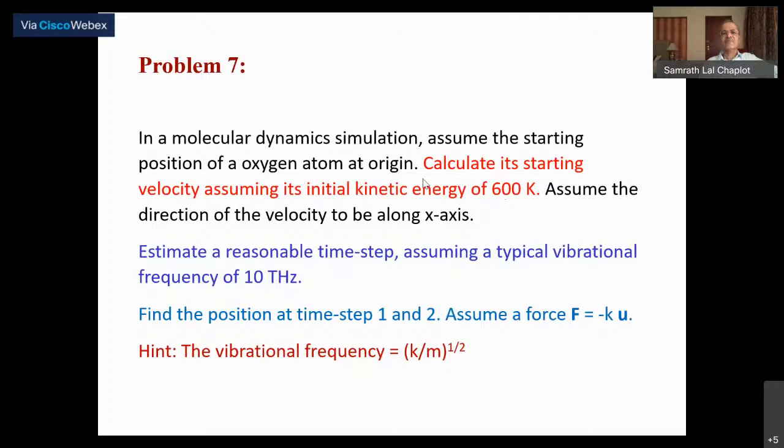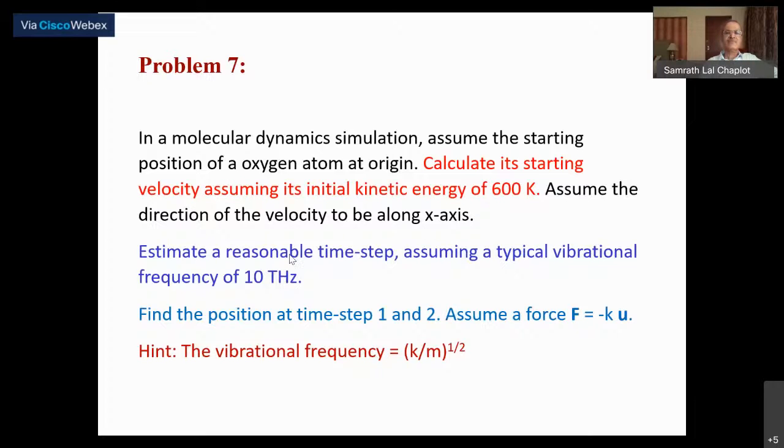So I wish to give a velocity to this atom corresponding to an initial kinetic energy of 600 K. Please calculate what the velocity is for the oxygen atom so that it will have a kinetic energy corresponding to 600 K. Now, assume the direction of the velocity to be along the x-axis. I'm just simplifying the problem. You have an atom sitting at the origin, and I want to just give it a kick along one direction, give it a velocity along the x direction.